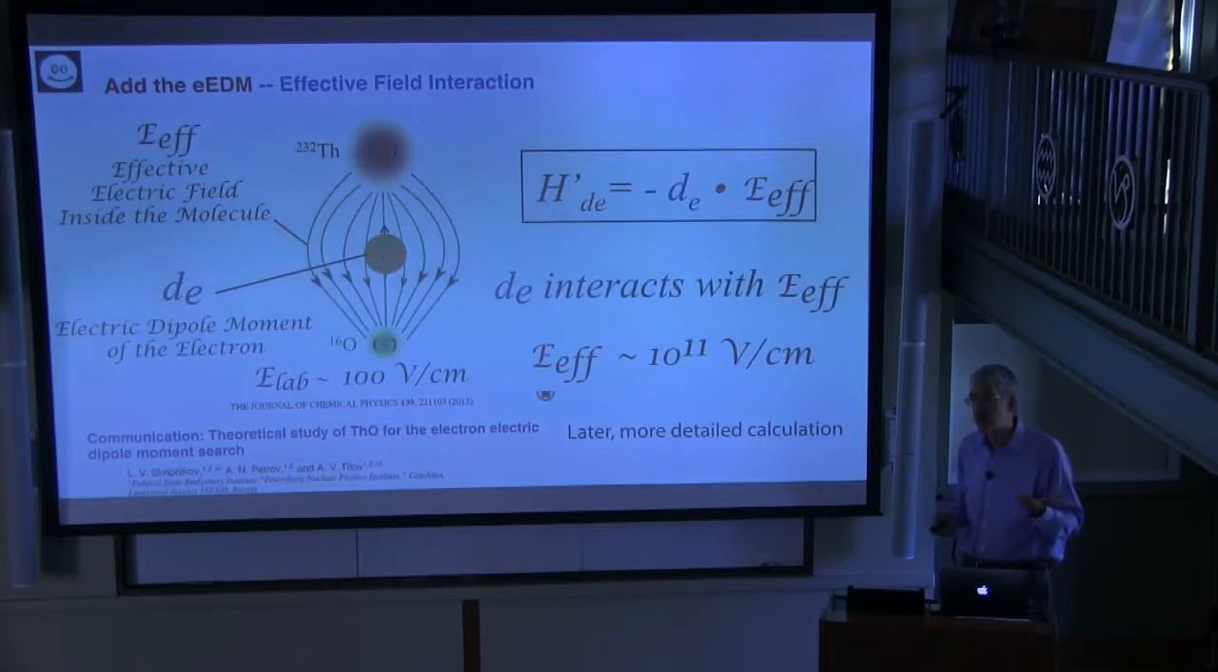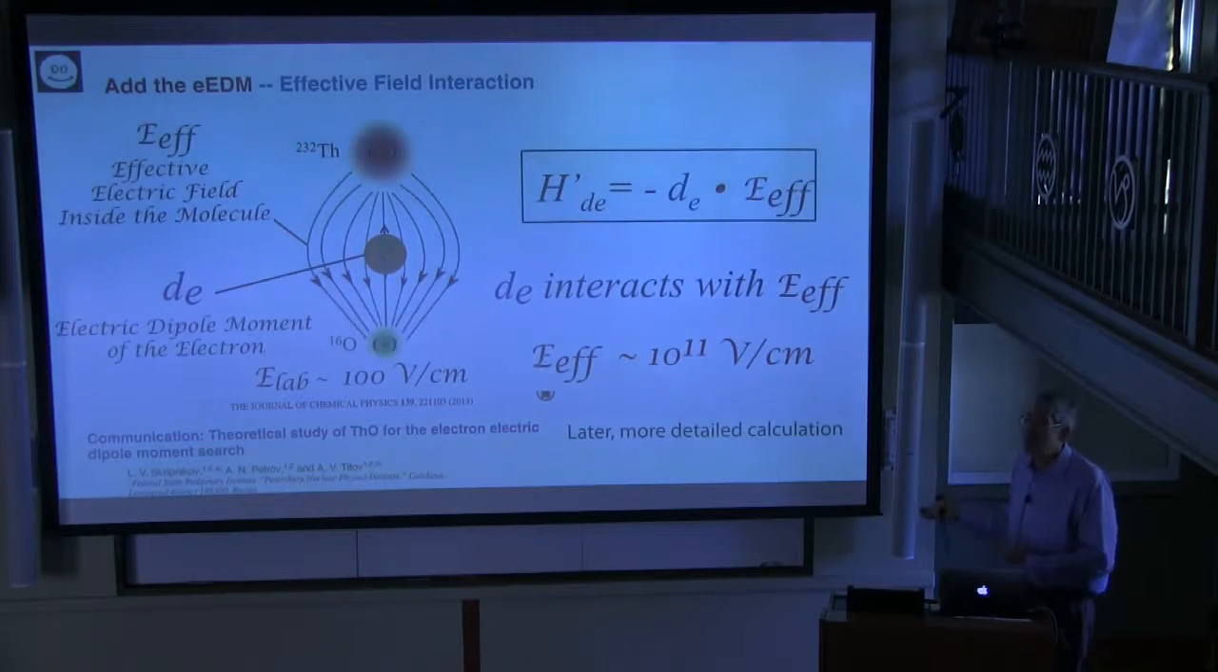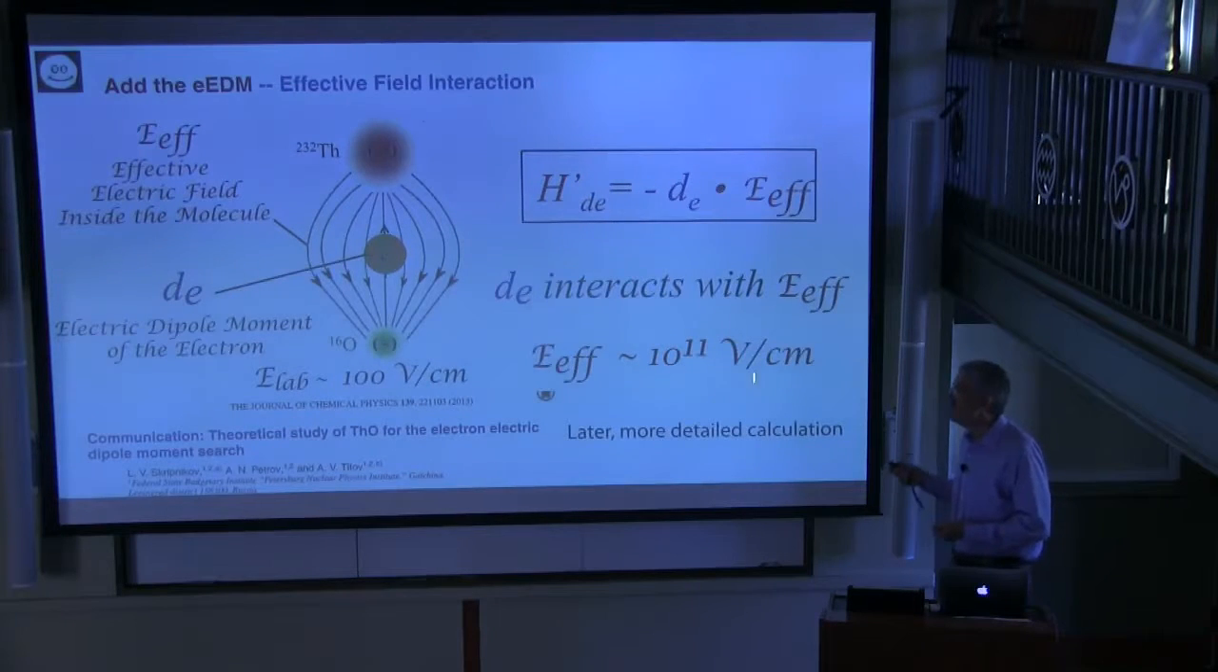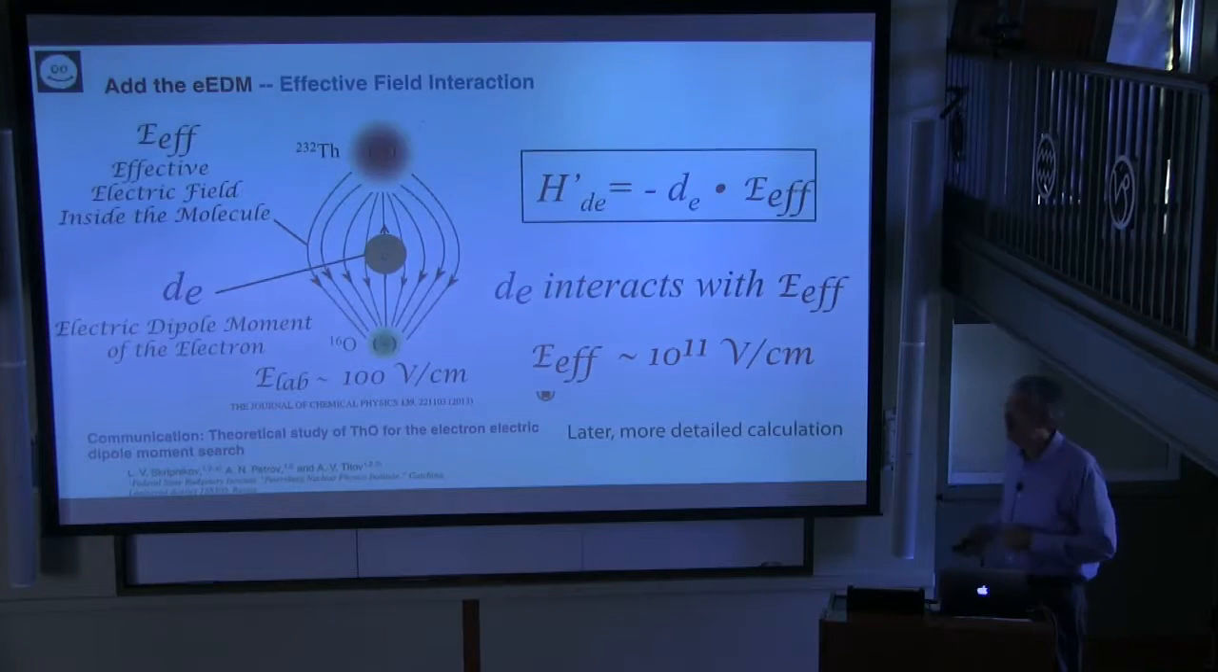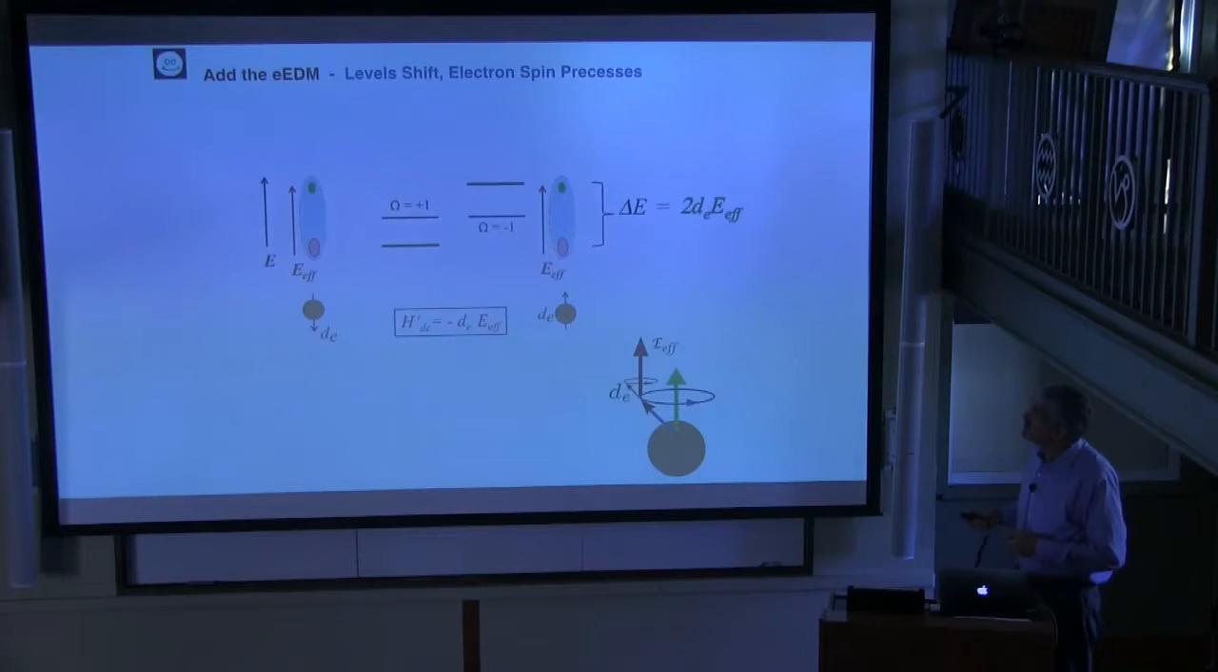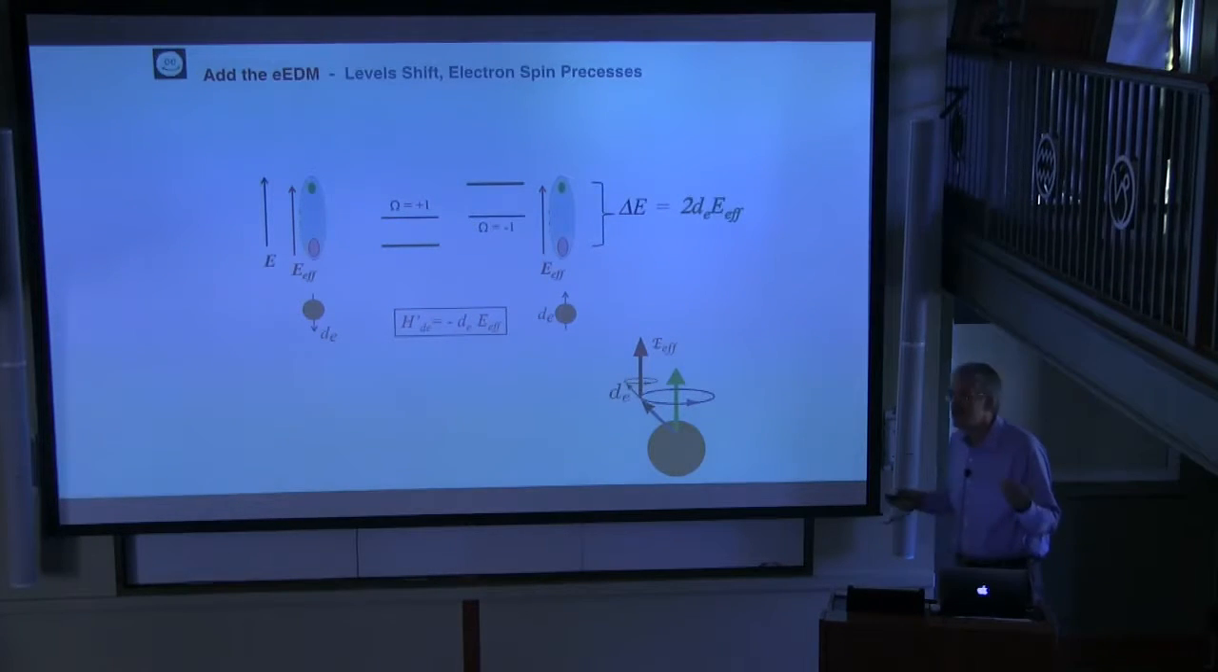It's an atomic unit of electric field, and that's why we use this. We use an atom or molecule because we can get a much, much higher electric field than is available by taking two plates and putting a battery on it. So you add that term to the Hamiltonian, these two levels shift, and so you have a two-level system, and you're going to do a spin precession measurement.